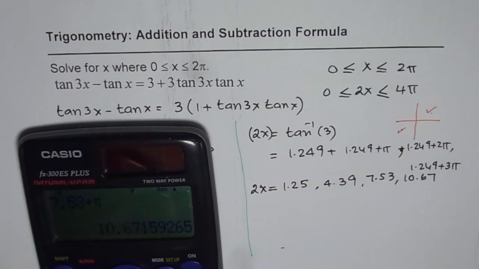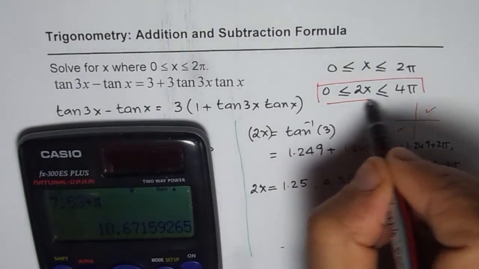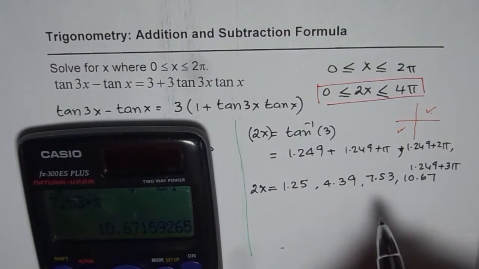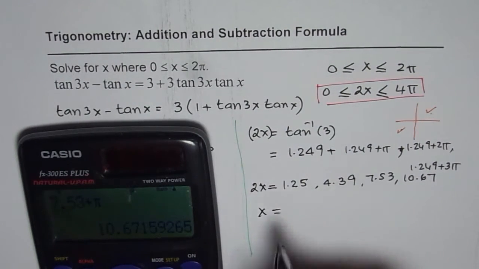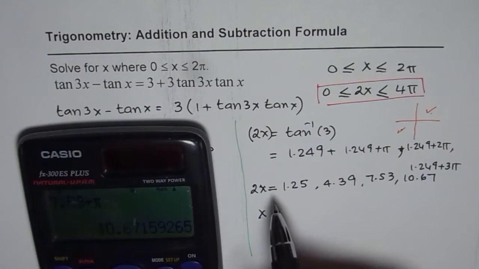Now this is very critical for you to understand. If x is between 0 to 2 pi, then 2x will be between 0 to 4 pi. So we have these four options. And from here we can write what is x. So x is equal to half of these values, correct? So we just divide them by 2.